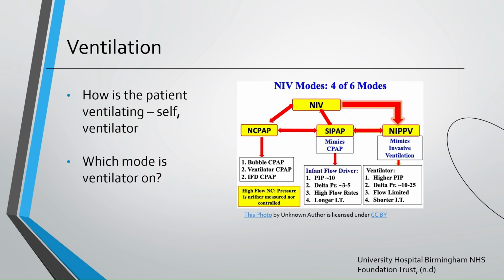Is the patient ventilating? Are they self-ventilating or are they on a ventilator? And which mode is the ventilator on? Over here on the right hand side, I have an infographic of the NIV modes, and these are 4 of the 6 modes that are available. What is NIV? NIV is non-invasive ventilation. We have NIPPV, which is non-invasive positive pressure ventilation. Next, we have the SIPAP, which is usually used for infants.